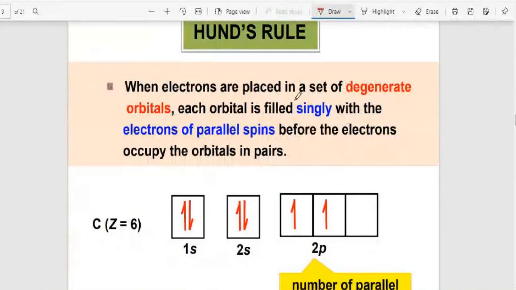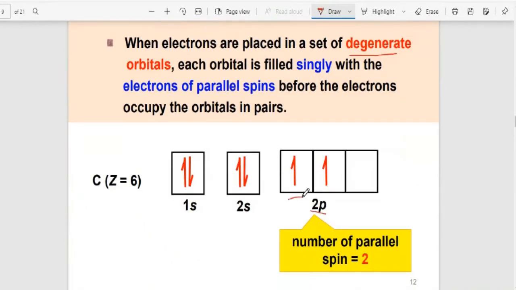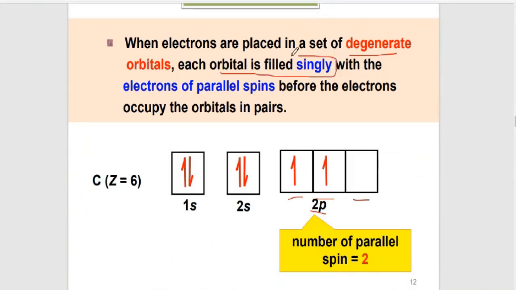When electrons are placed in a set of degenerate orbitals. Degenerate means same energy orbitals. So for example, 2p, there are 3 orbitals. So these 3 orbitals are degenerate orbitals. Each orbital is filled singly first, and then must have the same parallel direction, with the electron of parallel spin.